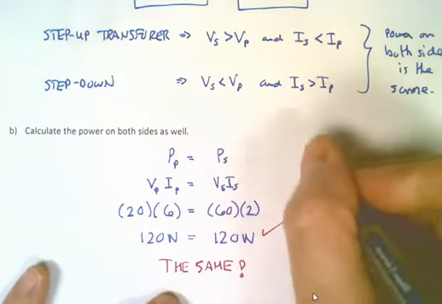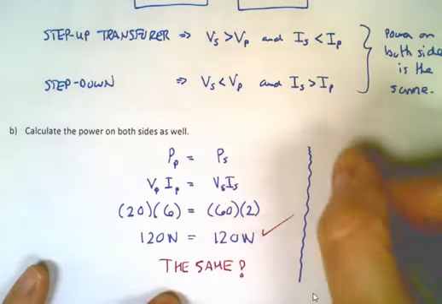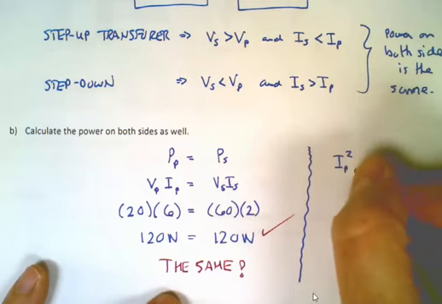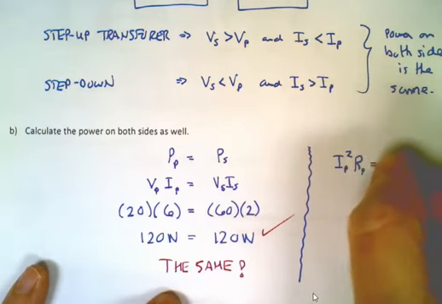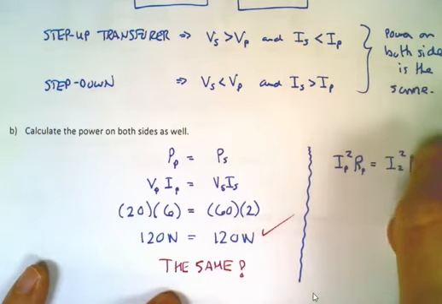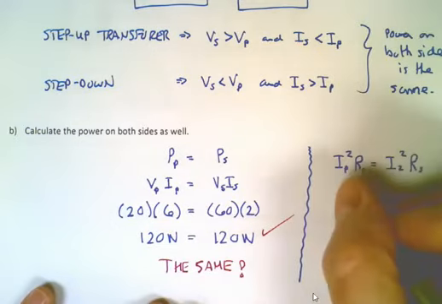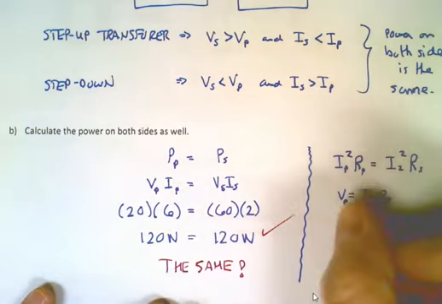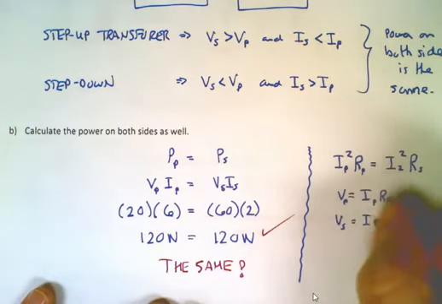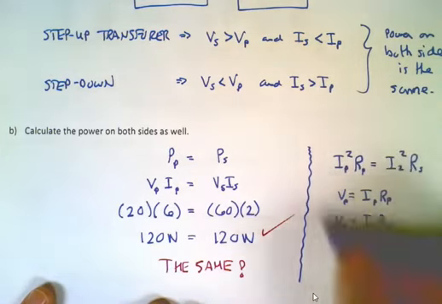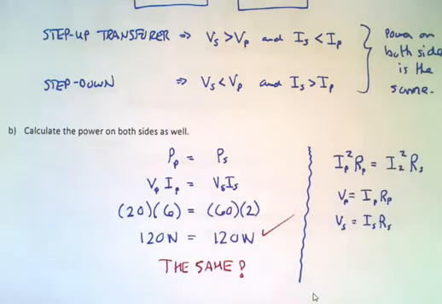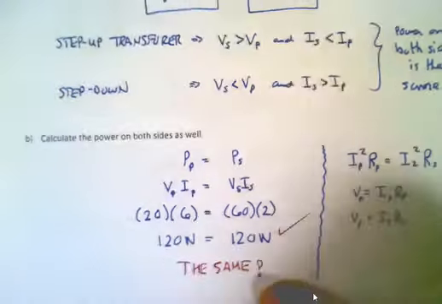You could have also alternatively used IP squared RP equals IS squared RS. Sorry, you can't use this in this case, but if we were asked to find out what the resistance is on either side, we could actually use this formula to figure out the resistance. Or we can also use this, and that's something that we'll see in the next question. Don't forget that we know Ohm's law and we know the other power equations for anything that results in us having to use the resistance.